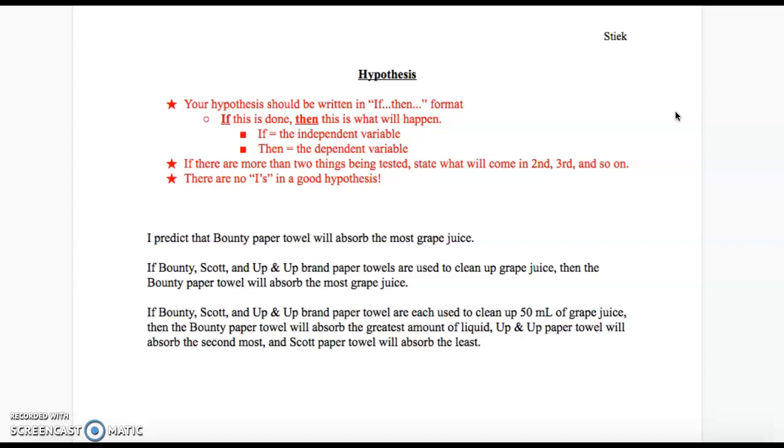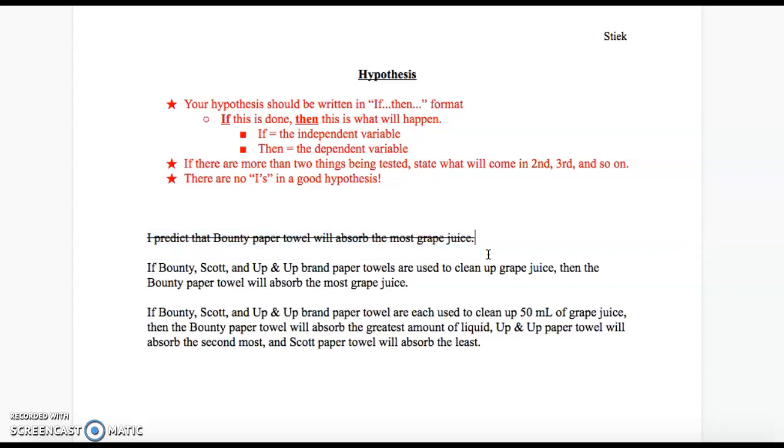2 of them are not so hot. One is about what I'm expecting to see on your hypothesis sheet. So hypothesis number 1 says, I predict that Bounty paper towel will absorb the most grape juice. Already, I see those words, I predict. We want to make sure that we avoid I when we are talking about our hypothesis. Also notice that my keywords if and then are missing. If I do this, then this is what I think will happen. So hypothesis number 1, even though it tells what I predict, it doesn't use the right format, and it uses that letter I.